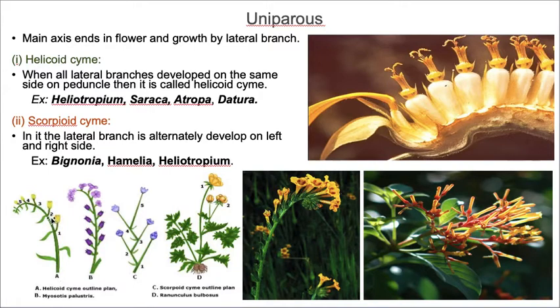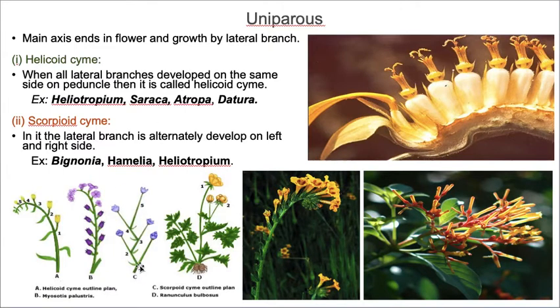Look, this is a peduncle where the flower is here. Now the further growth: because this flower is there, it stops its growth. Now the further growth starts like this. Look, in the middle on the sides you can see these flowers, right? So like that, if the flower is growing, then that is called helicoid cyme. So if all the lateral branches develop on the same side on the peduncle, then that is called helicoid cyme.